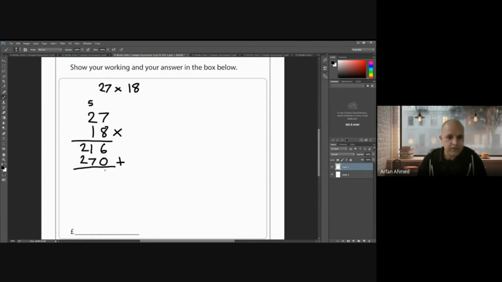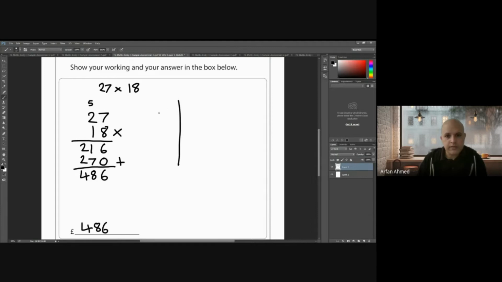6 plus 0 is 6. That plus that is 8. That plus that is 4. So you should get 486 as your answer. So that's one way of doing it. A lot of people don't know this way or get confused. So another way I can show you is by using the grid method.